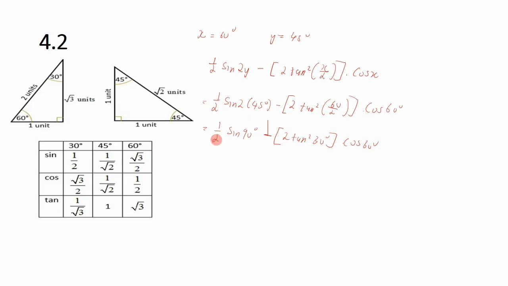At this point, let's now start using our special angles to solve this. Now we know sine 90 degrees is equal to 1.